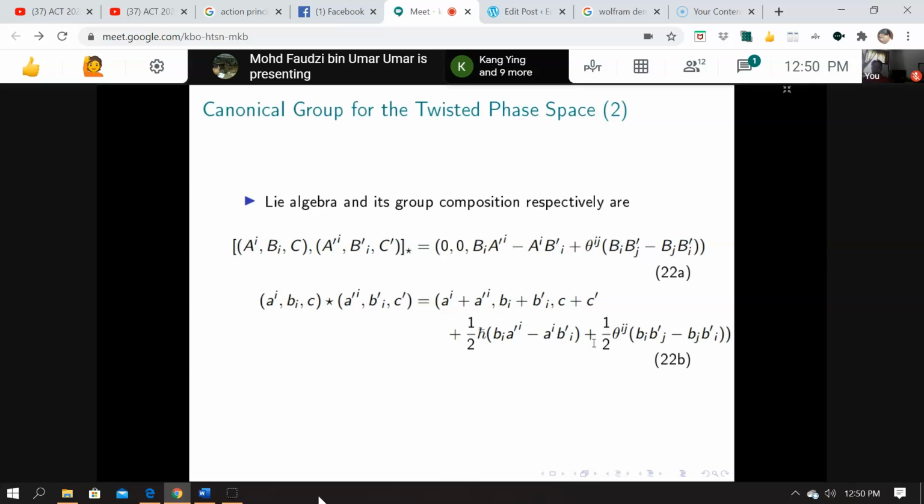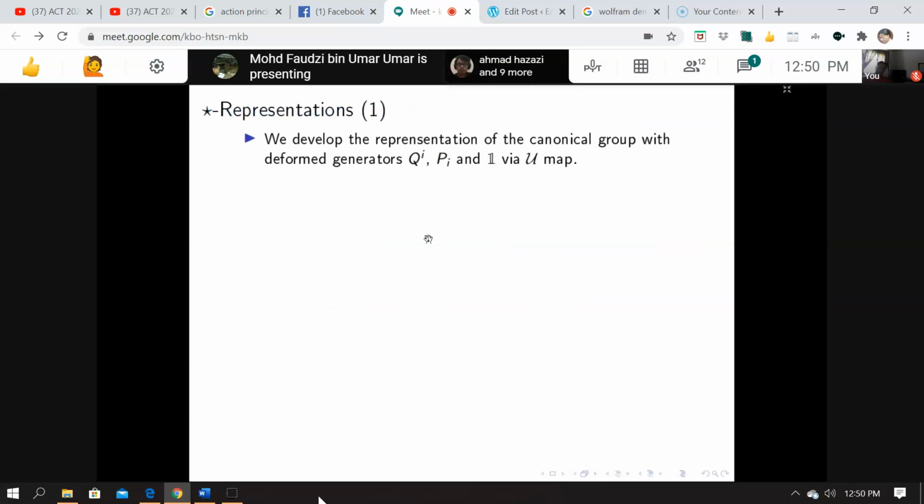We do not have any cocycle, any cocycle. It belong to element C, element C, belong to the center. And then representation. Now we go to representation.